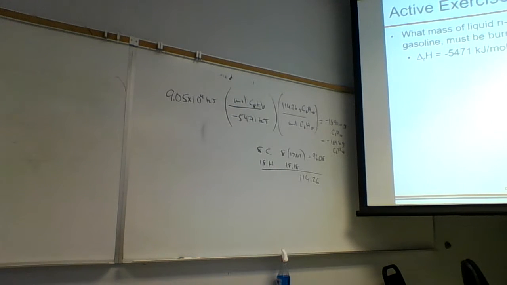For every mole of octane, C8H18, I'm going to produce positive 5,471 kilojoules produced. So the produce just tells me it's a product, and I would take it as a loss. The reaction lost that, times 114.26 grams per mole of octane.